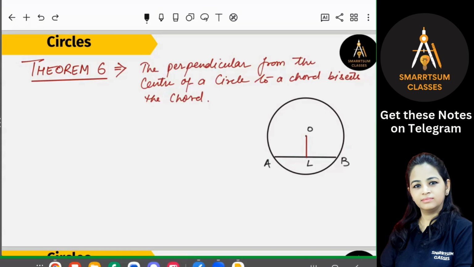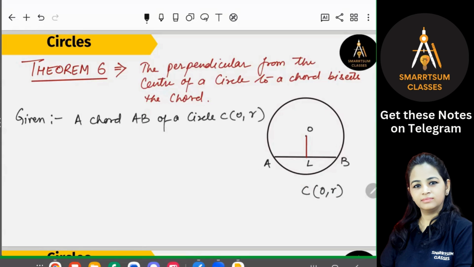Right? So now what is given here? We will prove this now. So very first we will write down what is given here. Given a chord AB, as you can see here in the diagram. So this is given here, that this is a chord of a circle. The circle is, suppose, C(O, R), where O is the center and R is the radius.